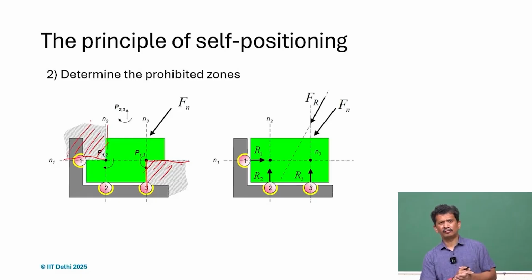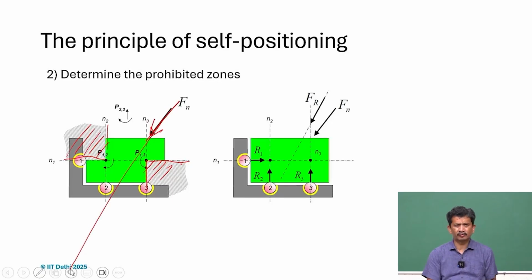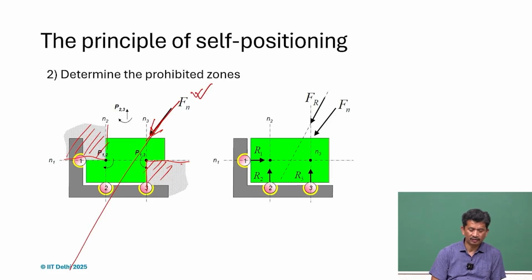Of course, what we have to understand in this case is that there is no friction involved yet, and therefore any force not touching the prohibited zone provides a good solution, Fn. So this will be one solution. The other way is with R1, R2, R3 reaction forces, which we can combine, and we can get Fr also.